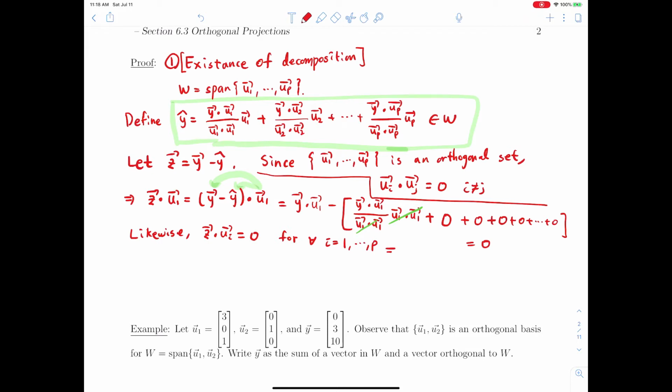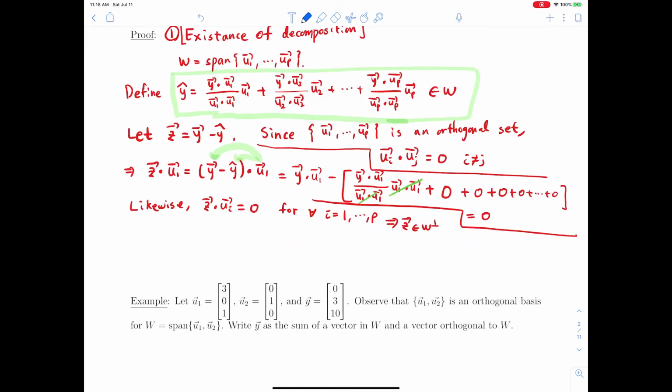So for this reason, we have z is an element of W perp. Also, we have to show the decomposition is unique. So suppose that you have a different decomposition, y equals q plus w, where q is an element of W, and w is perpendicular to all vectors inside the uppercase W.